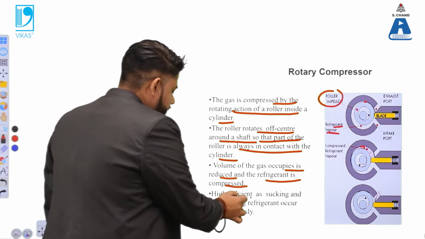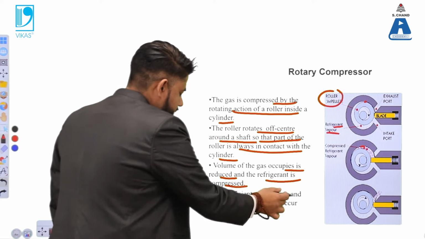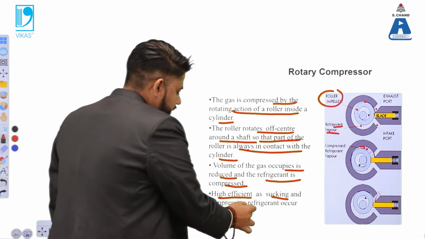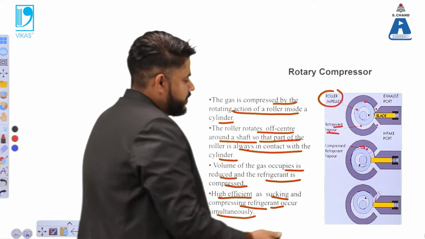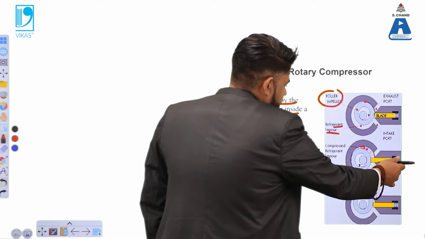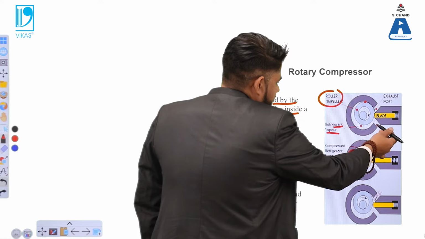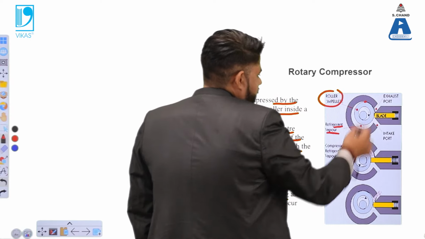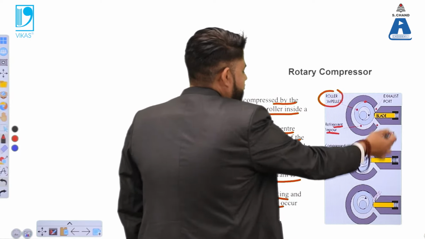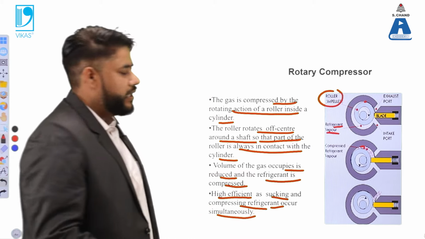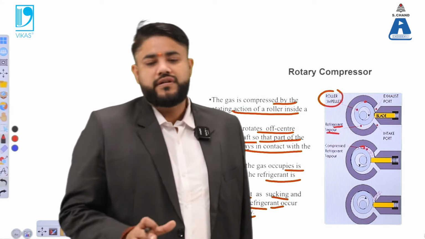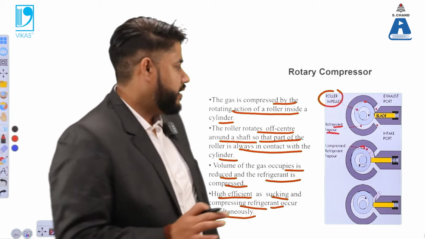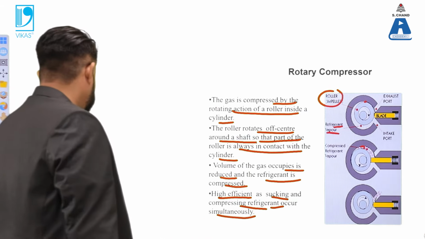It is basically highly efficient, as the sucking and compressing action of the refrigerant occurs simultaneously. You can see that the refrigerant is getting in from the intake port, and it is moving outside from the exhaust port. So these two actions are simultaneous, and this operation is treated as a highly efficient categorization of a compressor.